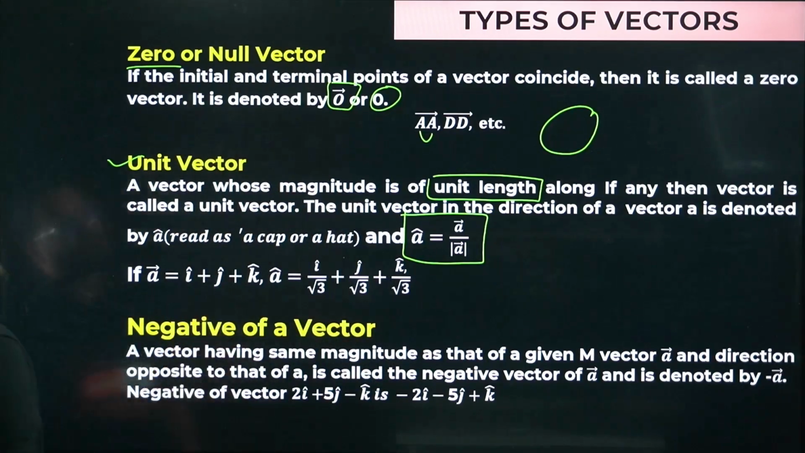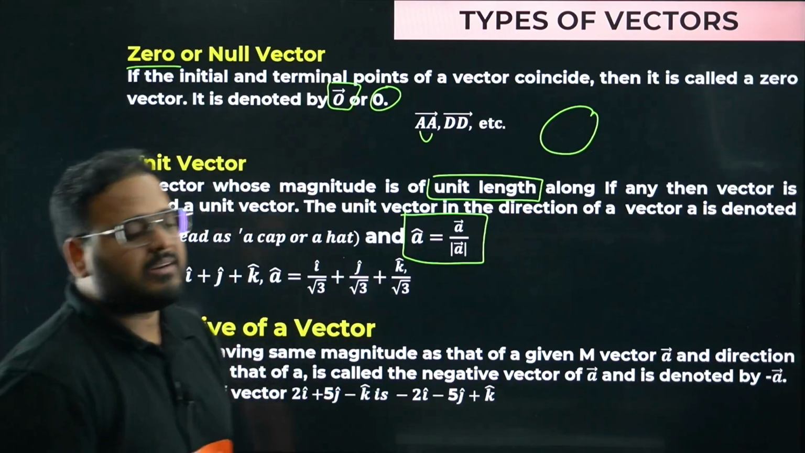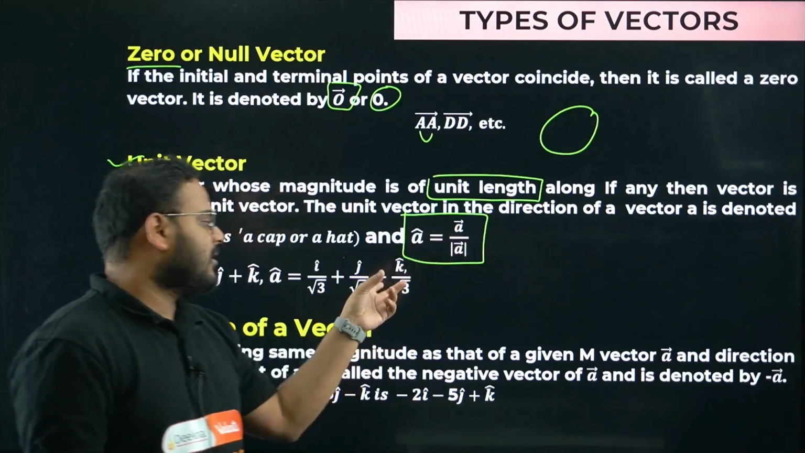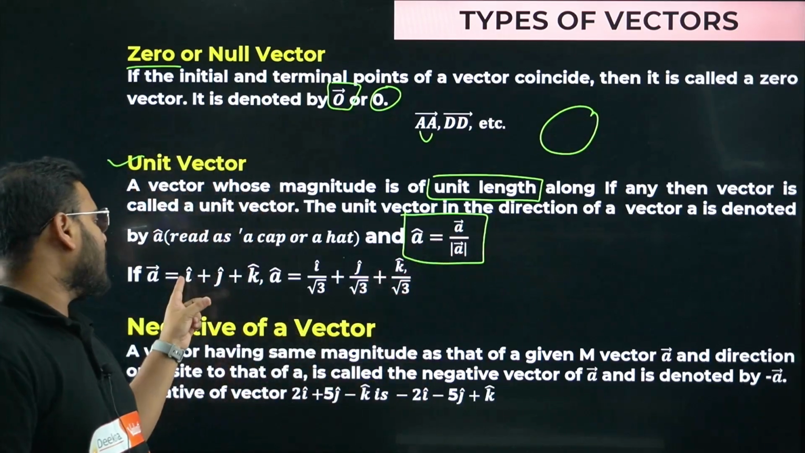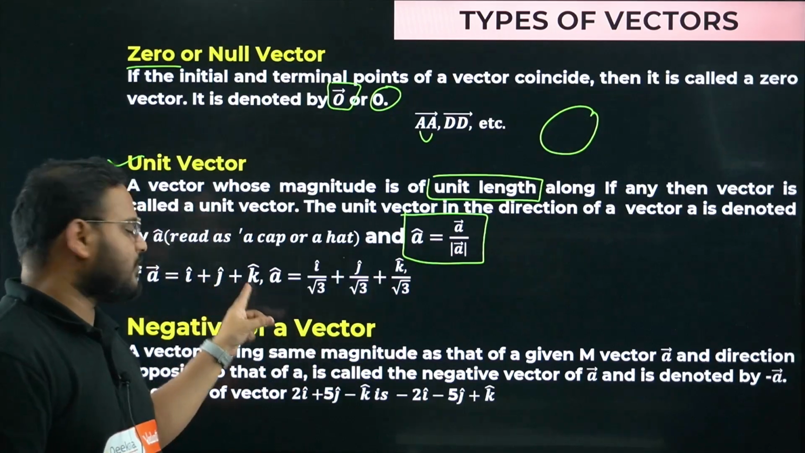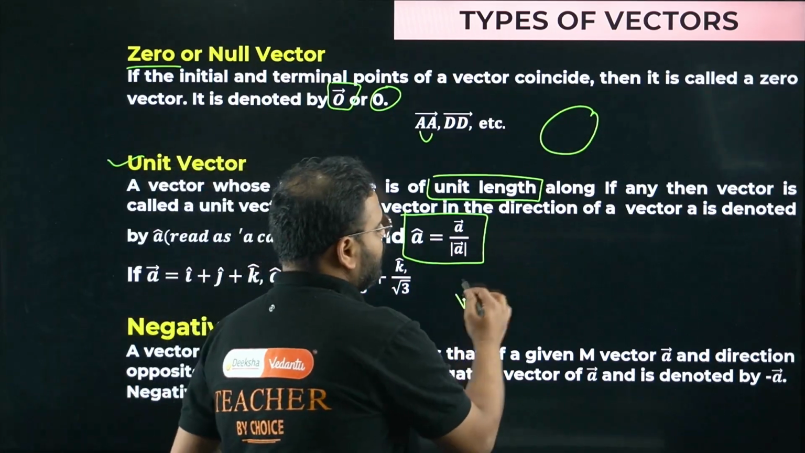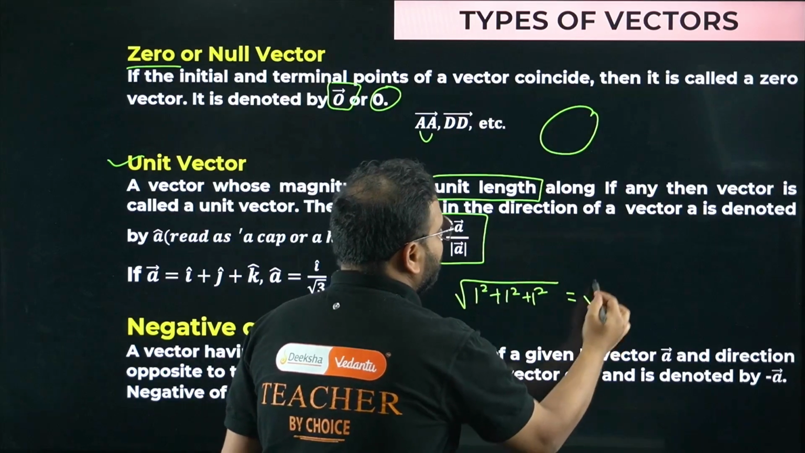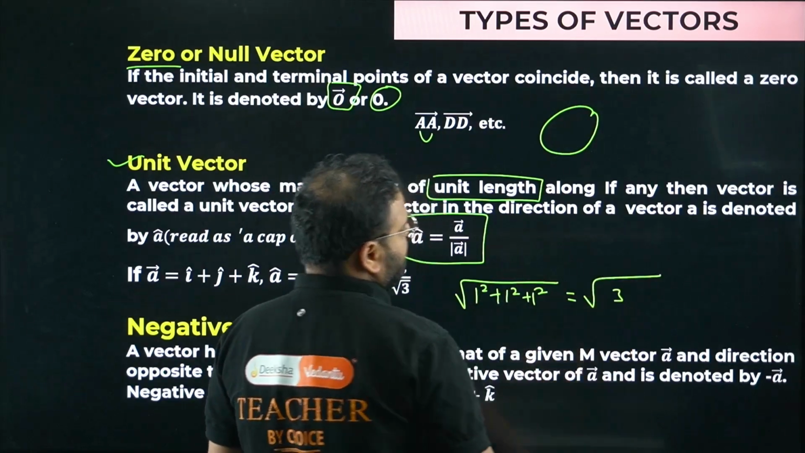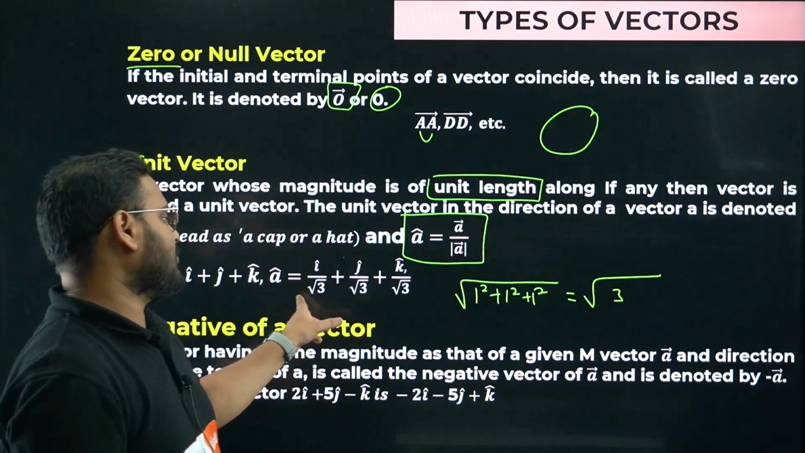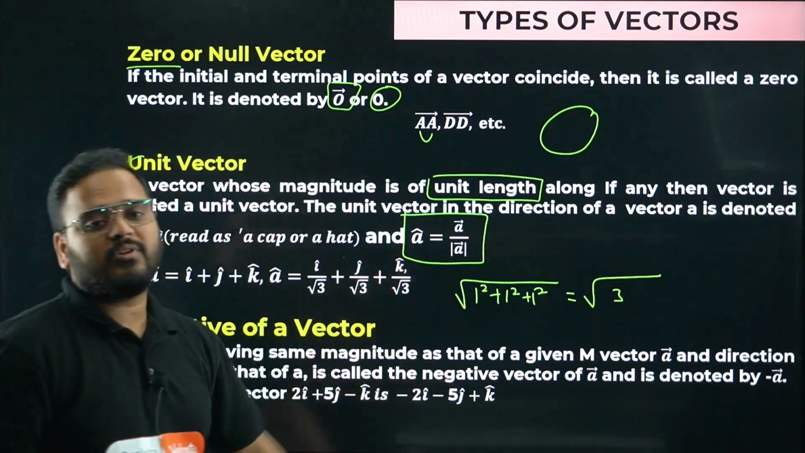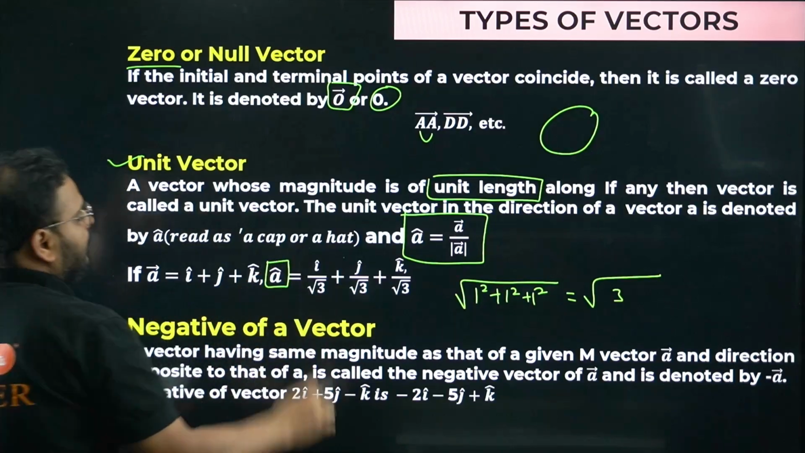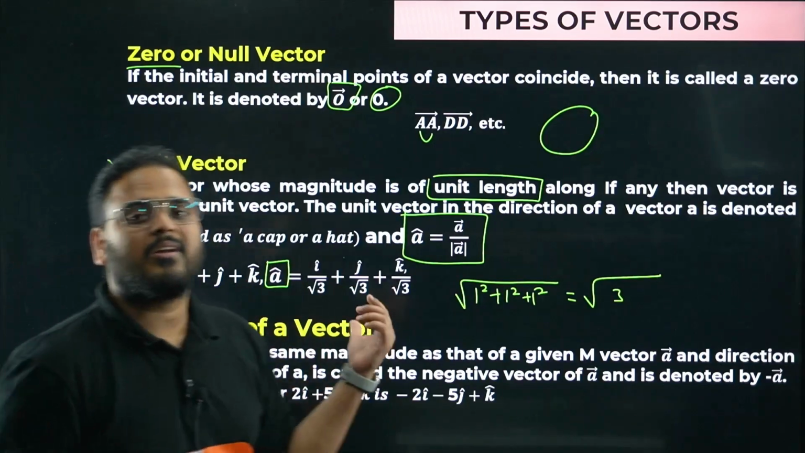If I take an example, i plus j plus k is a vector A. How to write its unit vector? The same vector divided by the magnitude of the vector. What is the magnitude going to be? Root of 1 square plus 1 square plus 1 square. How much is that? Root of 1 plus 1 plus 1, so root of 3. So i by root 3, j by root 3 and k by root 3 is going to be your A cap, the unit vector along the vector A.